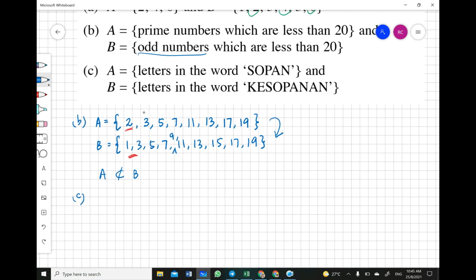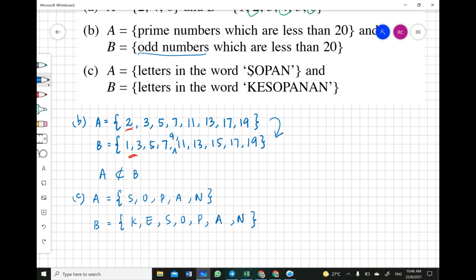Question C. Set A is the letters in the word sopan. So we list down the elements of set A first. The letters in the word sopan, what are they? S, O, P, A, N. And then set B is the letters in the word kesopanan. So K, E, S, O, P, A, N. No more, right? A is repeated already, N is repeated.